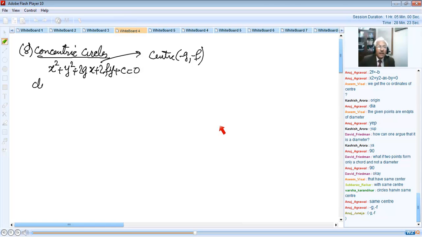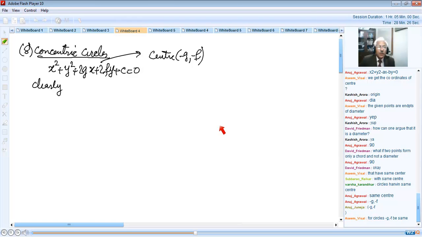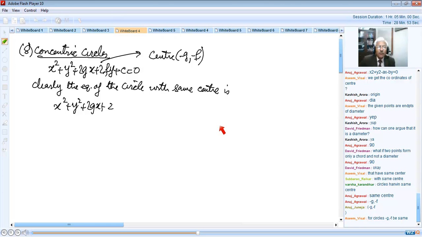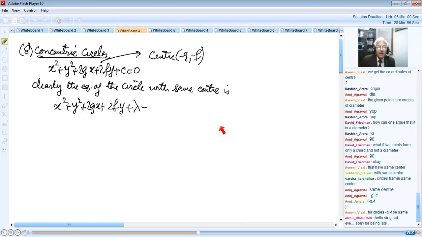Now therefore clearly, the equation of a circle with the same center must have the same coefficients of x and y. That is, a circle with the same center is in general x square plus y square plus 2gx plus 2fy plus lambda equal to 0. That shows lambda can have any value.